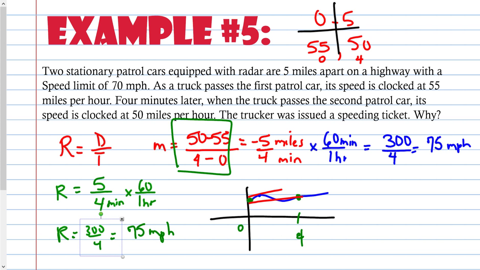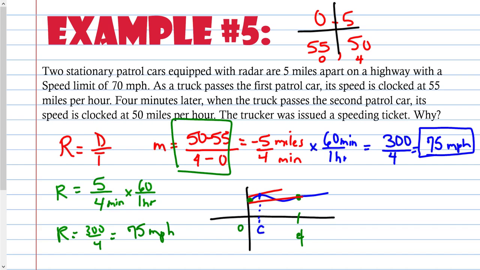So basically, we find the place where the slopes are the same. If this is the slope of my endpoints, then that means somewhere in between 0 and 4, there's another place where this same slope occurred. So at some point, this truck was going 75 miles per hour between the beginning and the end of the 4 minutes. And that is why the truck driver got a ticket. Okay, I'm not going to write it out, but this would be the answer.